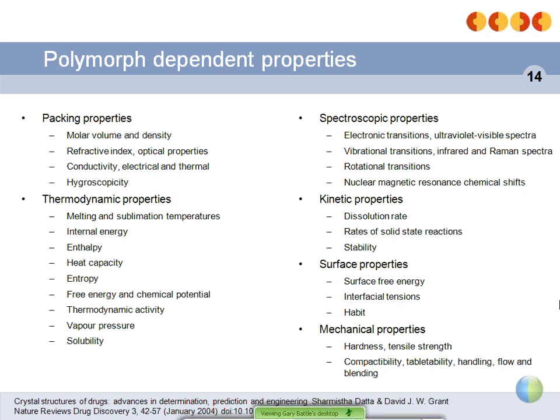This slide illustrates why an understanding of polymorphism is so important by listing some of the properties of a substance which can be influenced by the polymorphic form. Many of these are crucial for the performance of a drug substance, for example, the stability, the solubility, the dissolution rate, and the like.